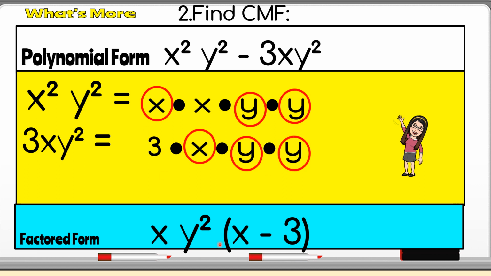As you can see here, we have one pair of x. That's why we have x here. And we have 2 pairs of y. That's why we have y squared. And the terms inside the parentheses are the remaining factors of each term. So, as you can see, sa first term natin na natira x, you put x here. And then, second term natin, 3, yun po. Then, you just copy the sign. Okay?